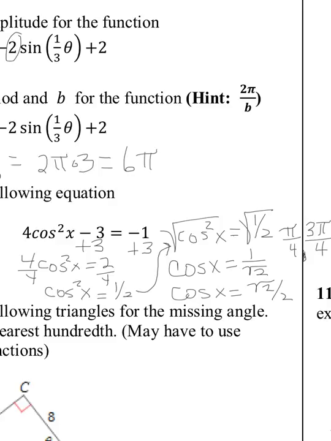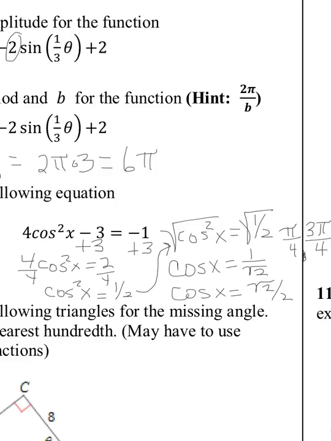All right, so we have solved this problem. We added 3 to both sides of the equation. That gave us 4 cosine squared x equals 2. Then we divided both sides by 4. We get cosine squared x equals 1/2. Then we have to take the square root of both sides, and we get cosine x equals 1 over √2. Then we have to rationalize the denominator. That means we have to multiply the numerator and the denominator by √2, and we get cosine x equals √2 over 2. Now we're using our unit circle to look to see where cosine is root 2 over 2.